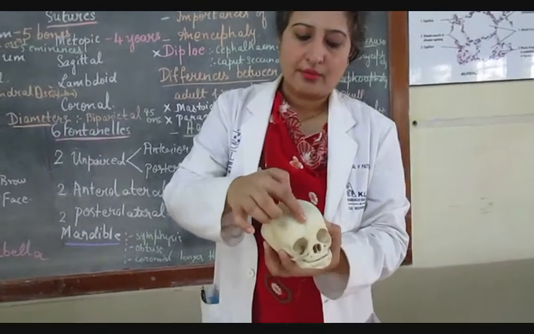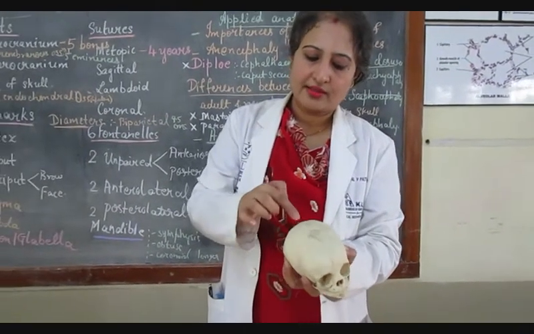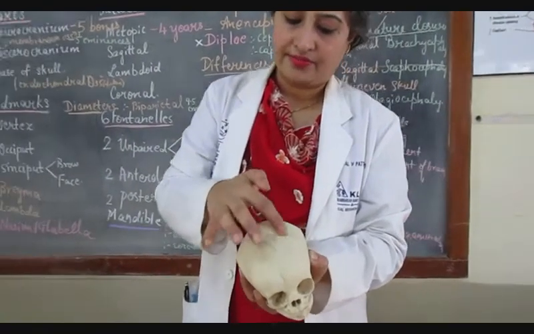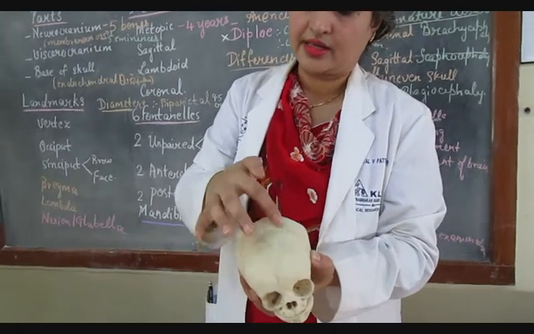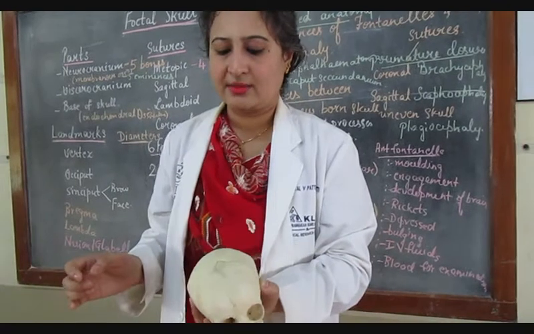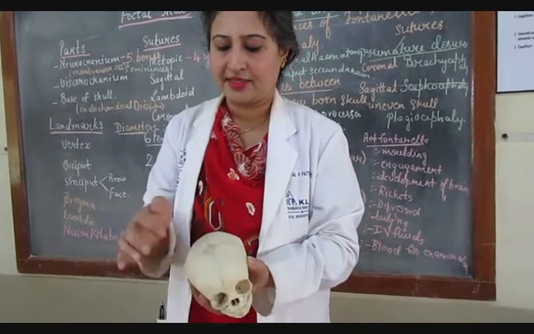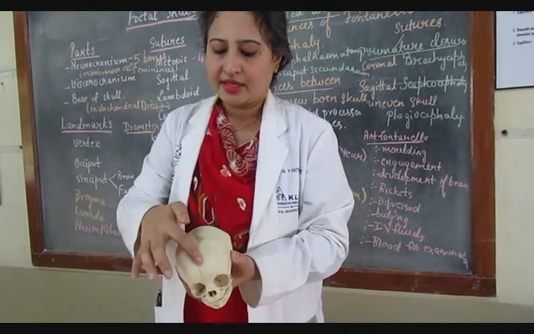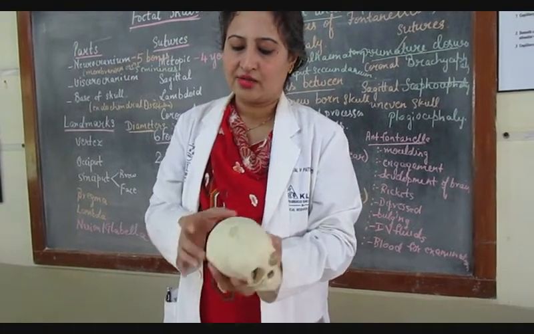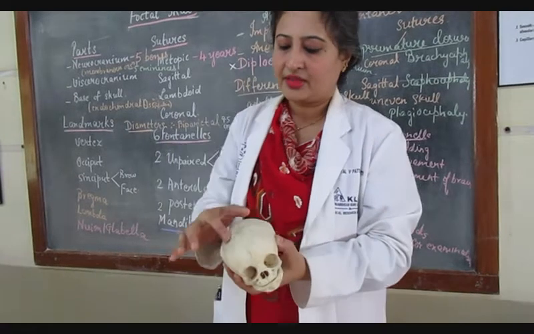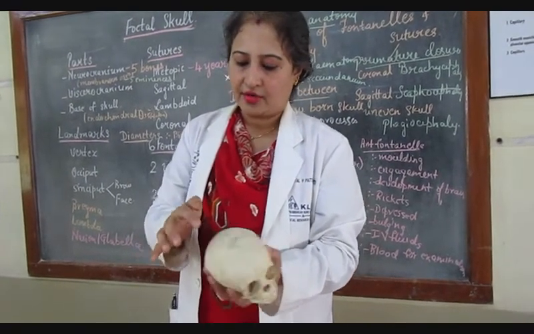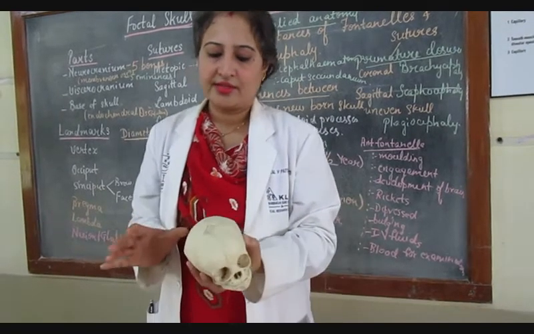So the metopic suture, the coronal suture, and the sagittal suture are united by an area called the anterior fontanelle, which is a wide gap, around 3 centimeters by 3 centimeters, in the fetal skull, and it is at the intersection of the metopic suture, coronal suture, and the sagittal suture. This area is called the anterior fontanelle. So there are 6 fontanelles in the fetal skull.